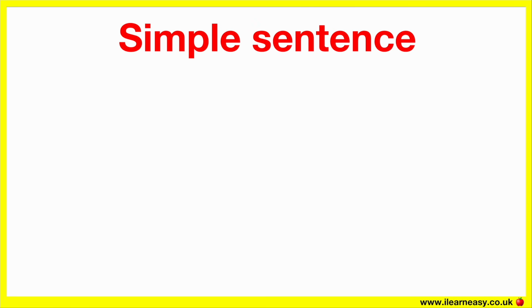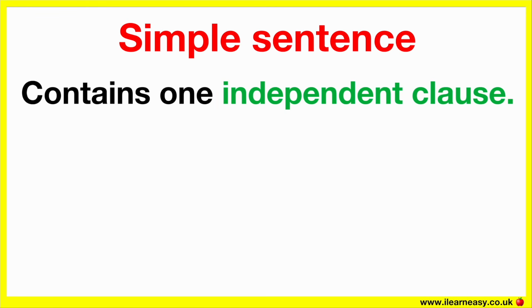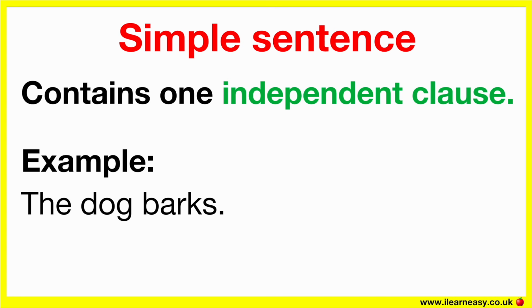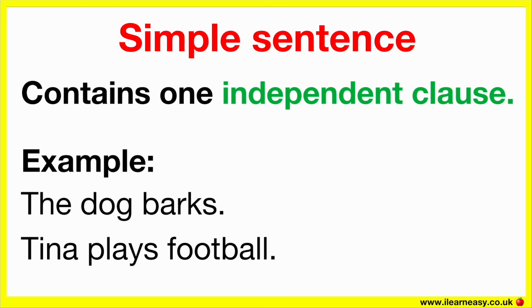Simple sentence. A simple sentence contains one independent clause. For example, the dog barks. The subject is the dog and the verb is barks. Tina plays football. The subject is Tina and the verb is plays. As you can see, this sentence is a complete idea with a subject and a verb.